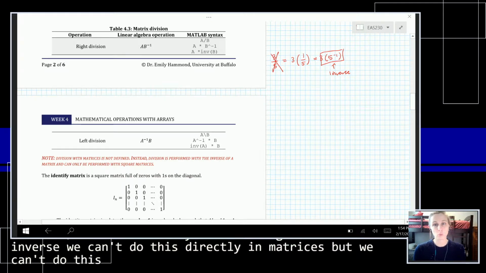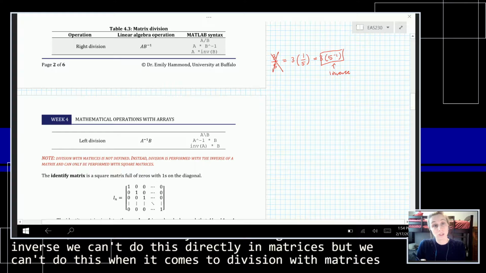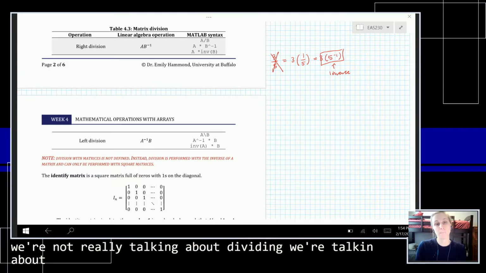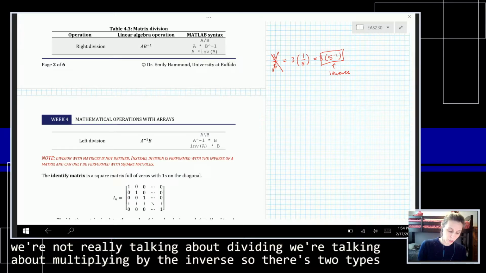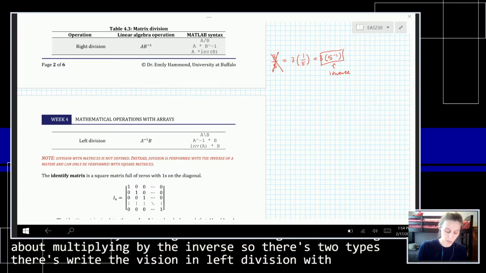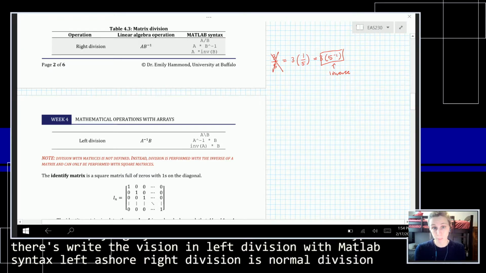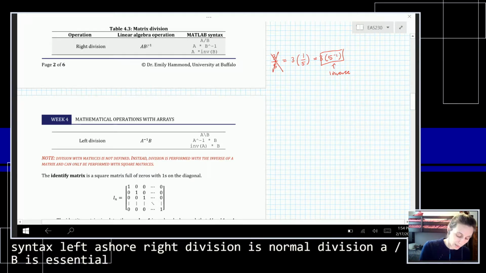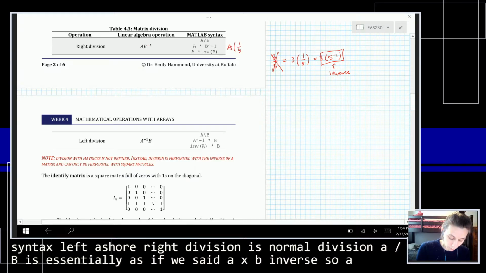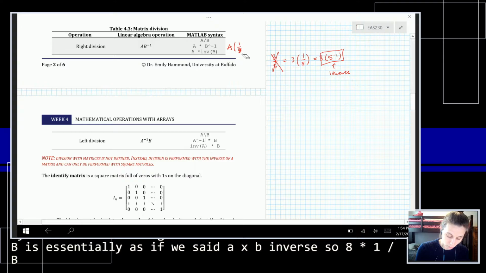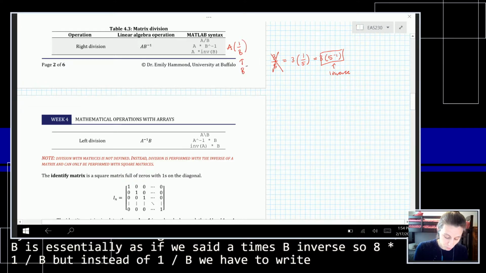So when it comes to division with matrices, we're not really talking about dividing, we're talking about multiplying by the inverse. There are two types: right division and left division with MATLAB syntax. Right division is normal division, A divided by B. It's essentially as if we said A times B inverse, so A times 1 over B. But instead of 1 over B, we have to write B inverse.